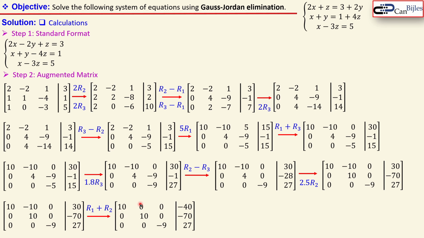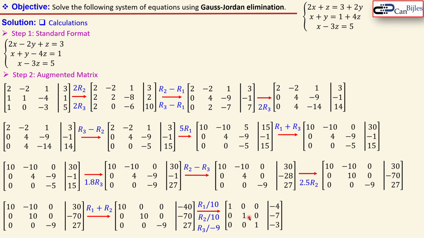The final step is to make these diagonal elements 1. So I need a 1 here and 1 there and 1 there. And the easiest way to do that is just divide this by 10, this by 10, and this by minus 9. This is actually the next step. So you see here row 1 by 10, row 2 by 10, and row 3 by minus 9. Then you get this one. So if I divide this by 10, it will be minus 4, minus 7, and this will be minus 3.